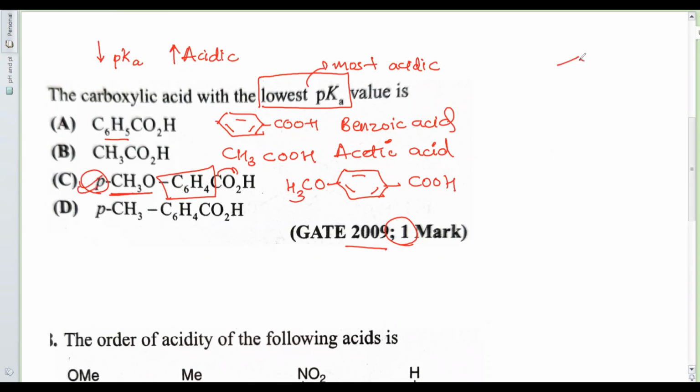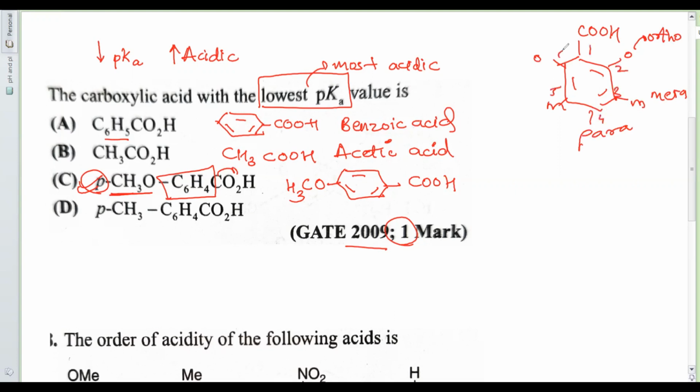For those who don't know, if you have your carboxylic group over here, the groups that are adjacent are the O groups, also called ortho. Those at these positions are M, called meta, and this is para. So if you start labeling this 1, this is 2, 3, 4, 5, and 6. Positions 2 and 6 are called ortho positions, positions 3 and 5 meta, and position 4 is para.